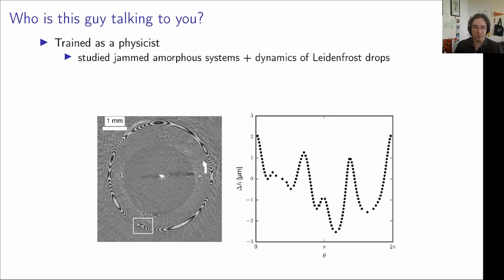So first, a little bit about myself. I'm trained as a physicist, particularly an experimental soft condensed matter physicist. In grad school, I worked on a combination of jammed amorphous systems, which are glass analogs, and I also worked on the fluid dynamics of the vapor layer below a Leidenfrost drop. Some of the data from that is shown below.